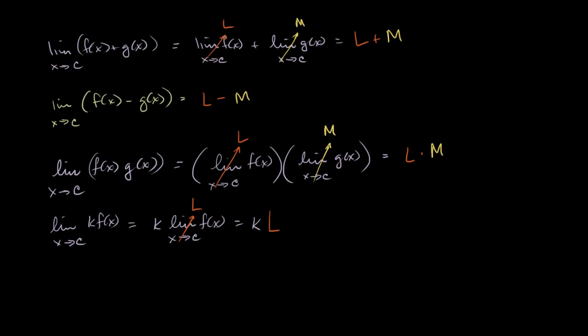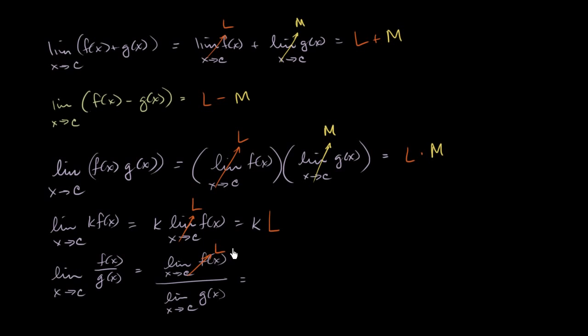We can do the same thing with quotients. So if we have the limit as x approaches c of f of x divided by g of x, this is the exact same thing as the limit of f of x as x approaches c divided by the limit of g of x as x approaches c, which is going to be equal to, I think you get it now, L over M. And finally, this is sometimes called the quotient property.